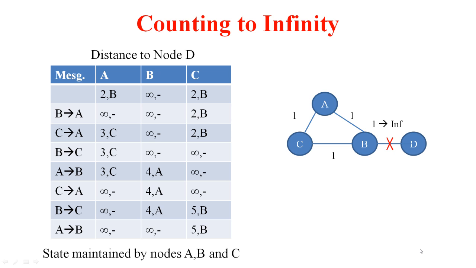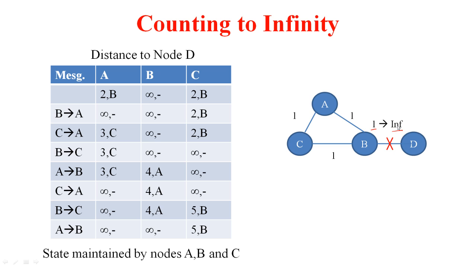So here is the problem. This algorithm unfortunately introduces loops when the network topology changes. So let's look at this example. In this example, we have 4 nodes. The cost of the links is 1, and this link between B and D has broken, thereby causing the cost to change from 1 to infinity.